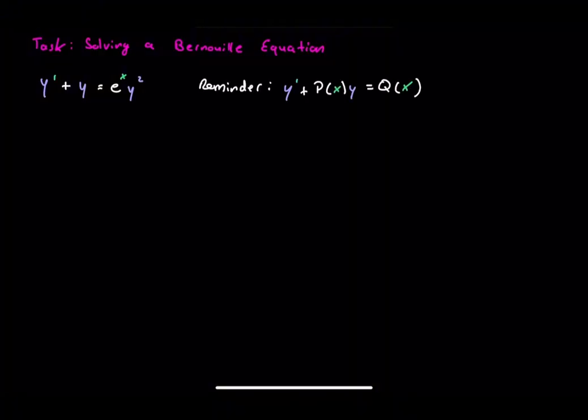Let's work through a concrete example step by step. We'll solve y prime plus y equals e to the x times y squared.